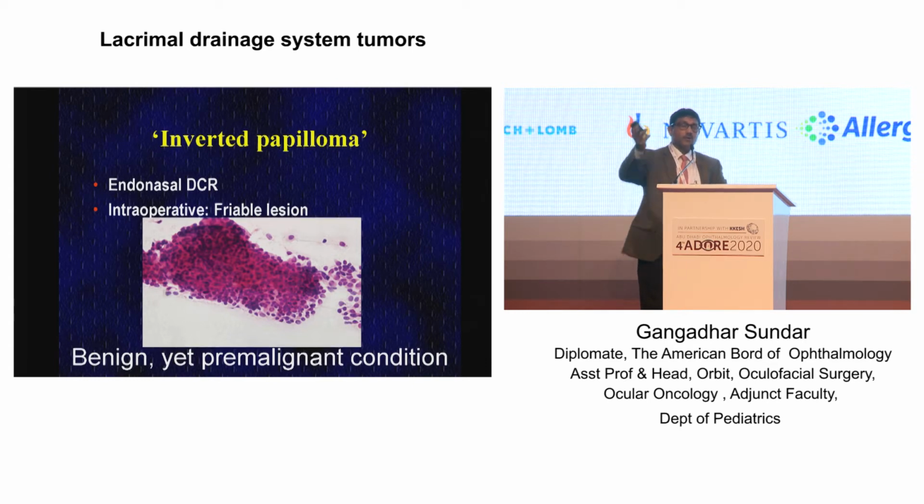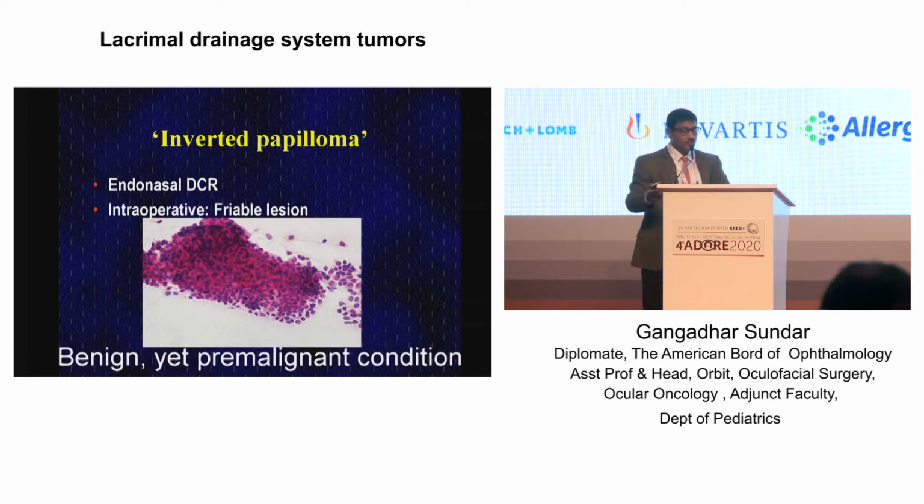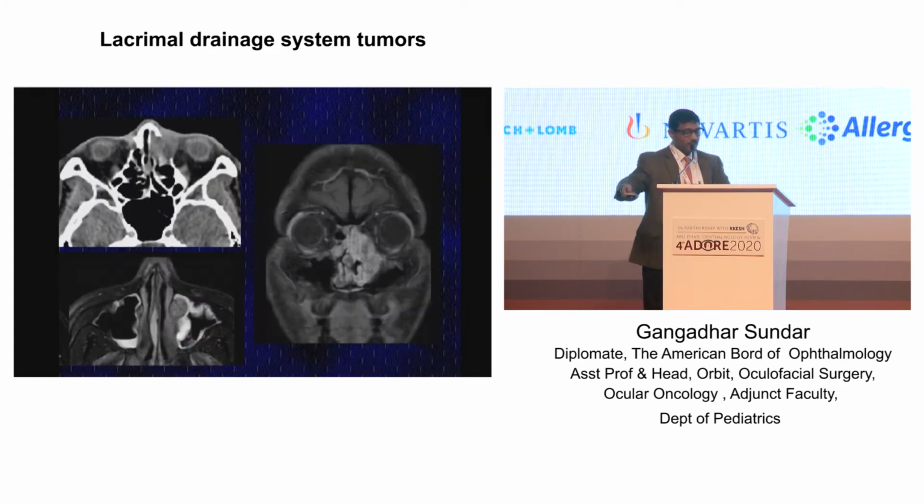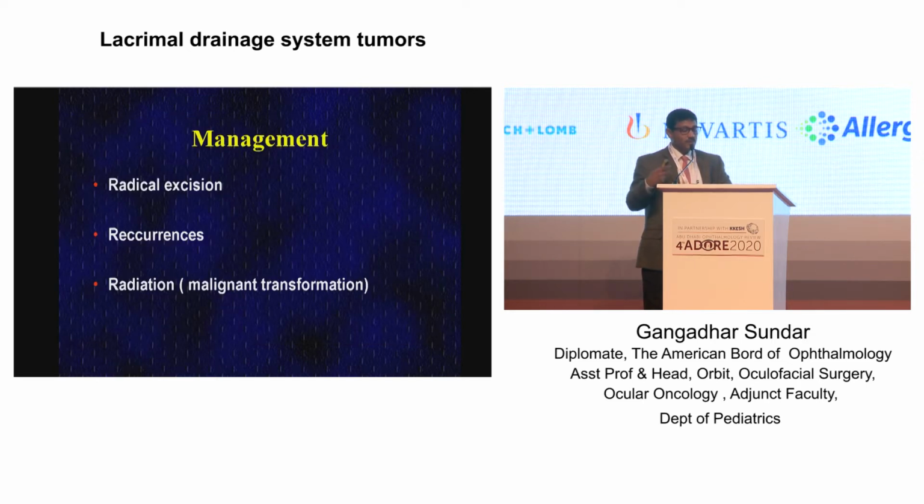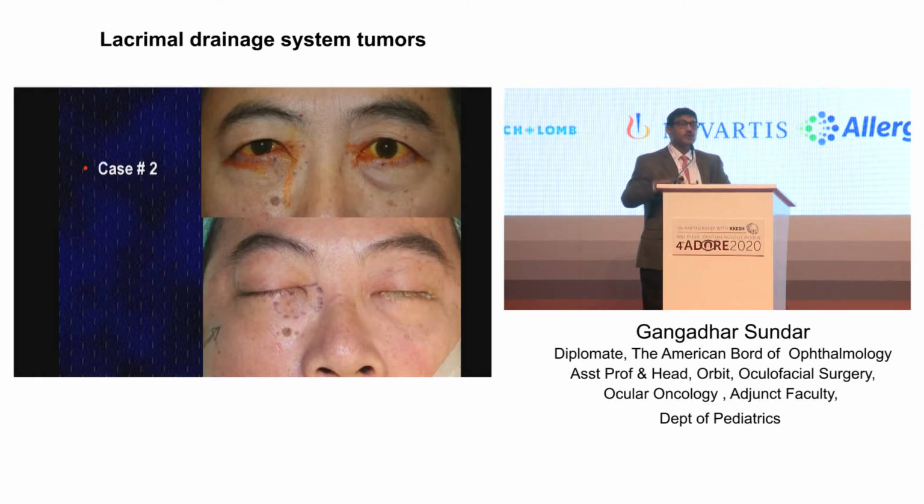I have cases which have gone all the way to the skull base and even invaded the anterior cranial fossa just from an inverted papilloma which was not managed very well. So this is after the DCR ends up having a pathology and you discover this wonderful tumor. What does it tell you? Actually, we are doing a lot of DCRs blindly without knowing what's really going on. Principles of management: radical excision. Recurrences are very common if you don't completely excise it the first time, and beware of radiation.